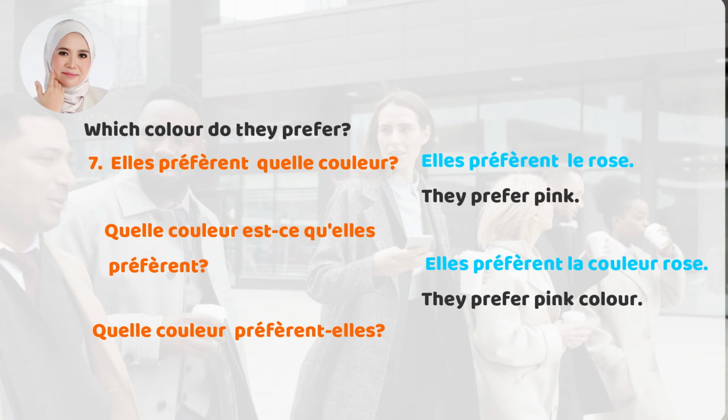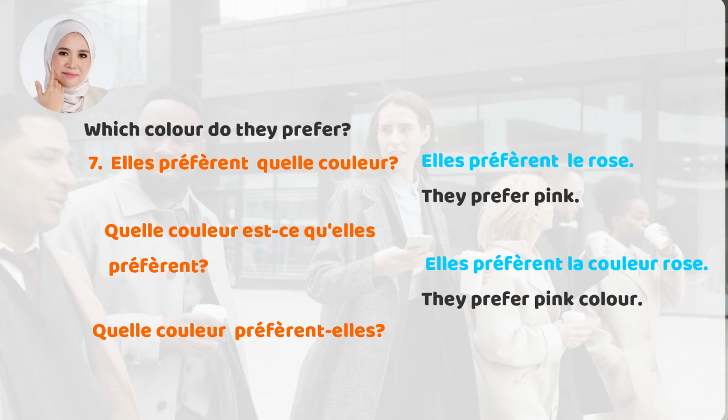Elles préfèrent quelle couleur? Please remember the verb préférer with the ending ent. Ent is silent. Do not pronounce it as préférant. You say préfère. You stop at R. Okay? The next question. Quelle couleur est-ce qu'elles préfèrent? Again, the ent is silent. And the last question is, quelle couleur préfèrent-elles? That is the last question.